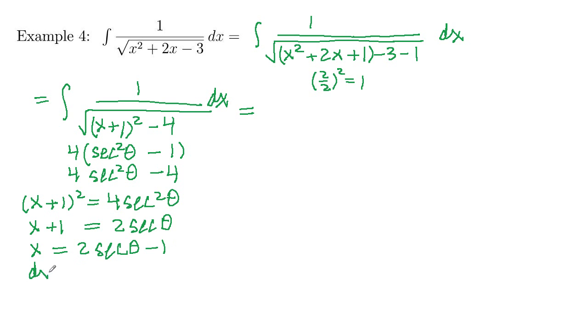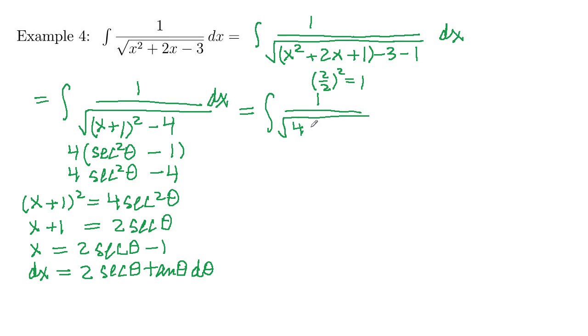So then dx is going to be 2 times the derivative of secant theta, which is secant theta tan theta. The derivative of negative 1 is 0, and then times d theta. So now, what's underneath the square root is 4 times secant squared minus 1. So this is the integral with 1 in the numerator, square root of 4 times secant squared theta minus 1. And then our dx up here, 2 secant theta tan theta d theta.